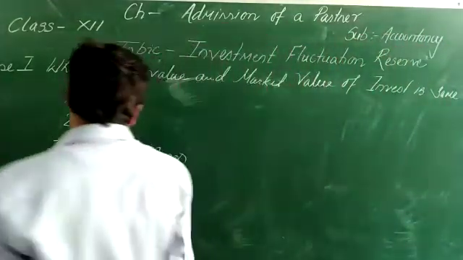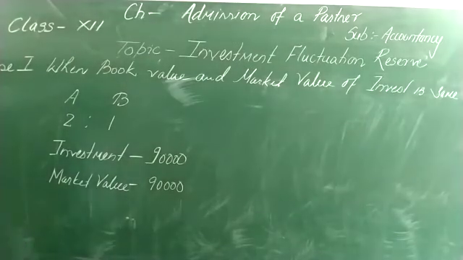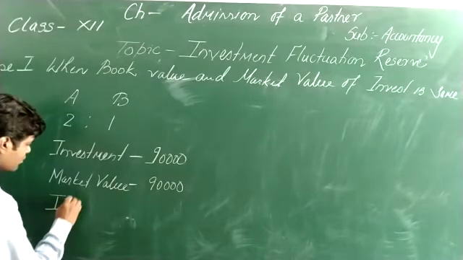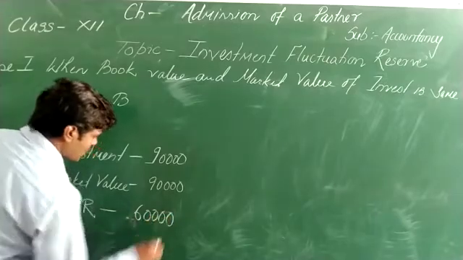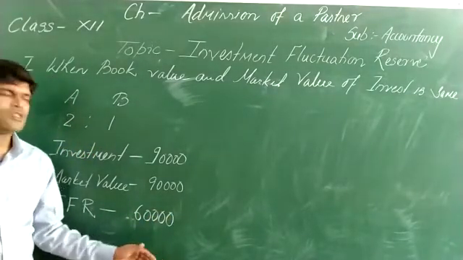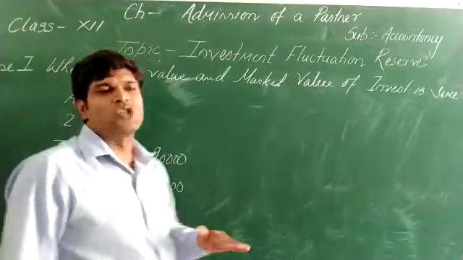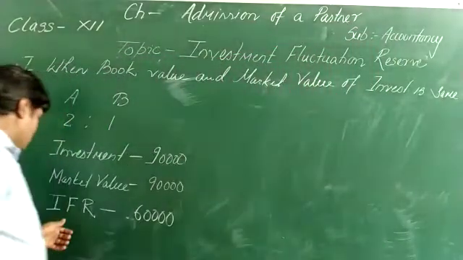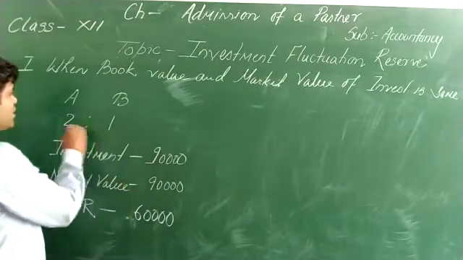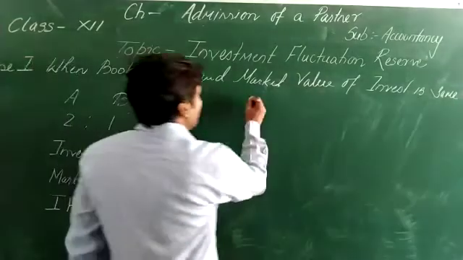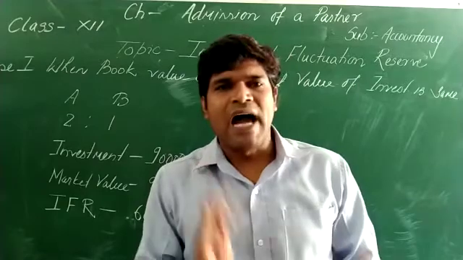So now what will happen in this case? We will distribute this Investment Fluctuation Reserve fund to the old partners in the old ratio. Here IFR is given, suppose 60,000. The book value and the market value are both 90,000, so there is no change, there is no loss. So now I will transfer this IFR fund to the old partners in the old ratio. The old partners are A and B and the ratio is 2:1. As we know, IFR is a fund, that means it is a credit item, a balance sheet liability side item.